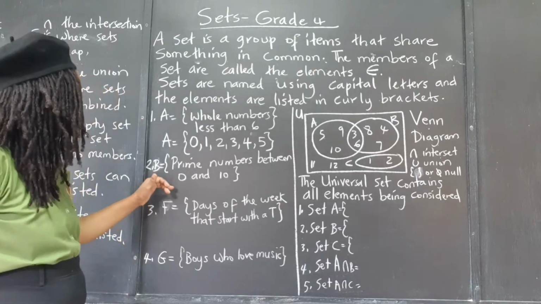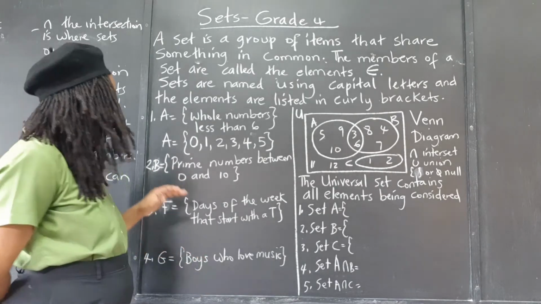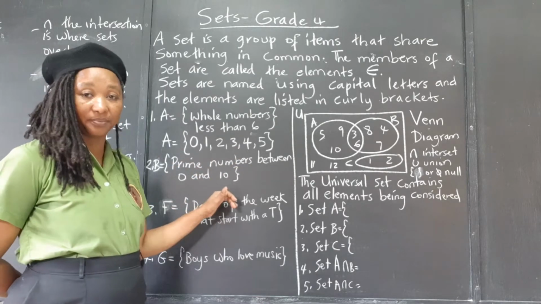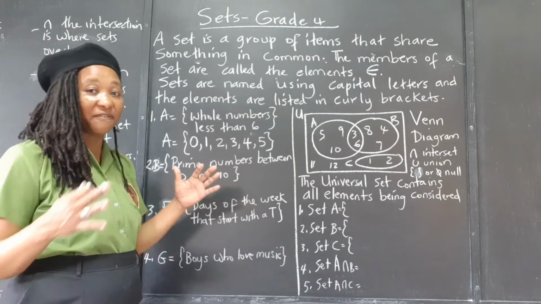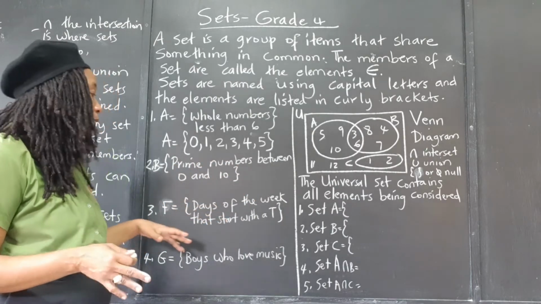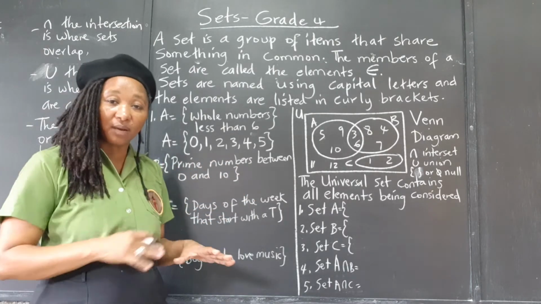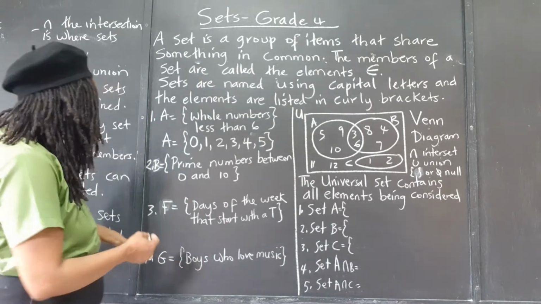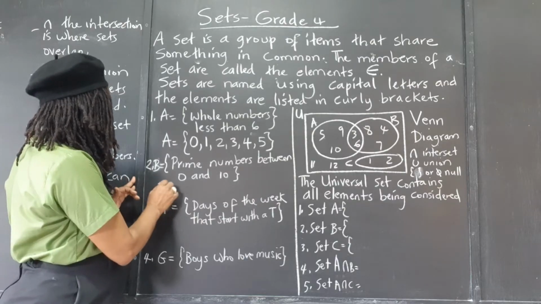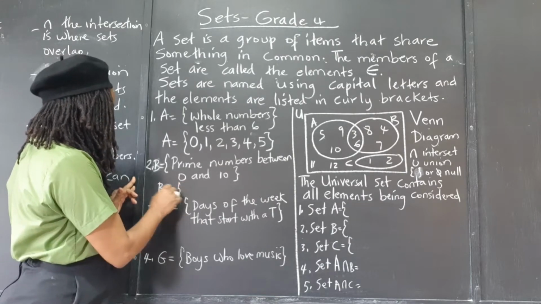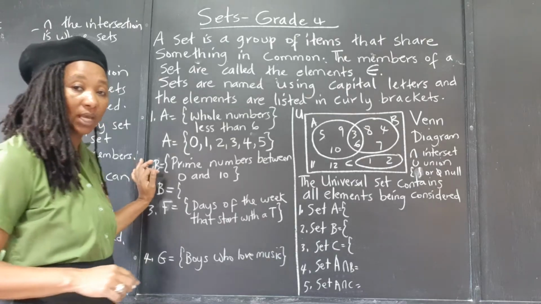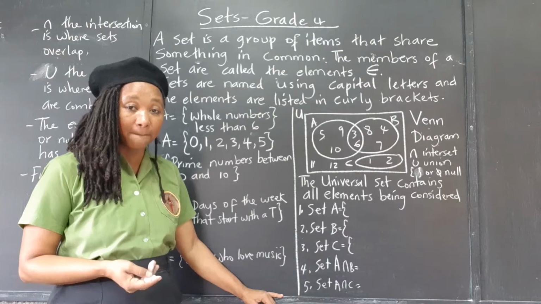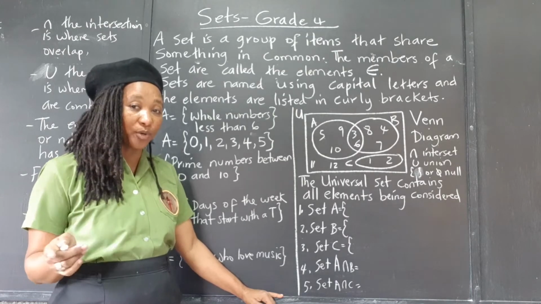Set B, how do we define set B? It's a set of prime numbers between 0 and 10. That's a very defined set. We want the prime numbers that fall between 0 and 10. What's the first prime number? Is it 1? Is 1 a prime number? Do you remember that video that we did on the number system? Is 1 a prime number?